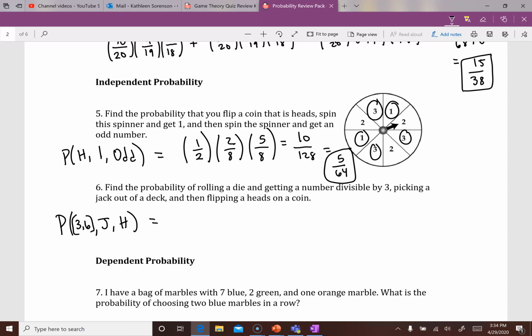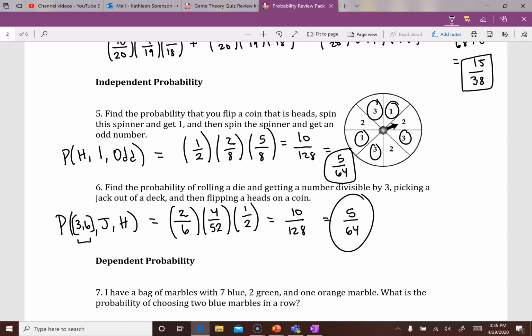So the first probability is you've got 3 or 6 out of the possible 6 numbers. All right, and then you've got 4 jacks out of 52 cards. And then you've got 1 heads out of 2 possibilities. That gives me 10 over 128, which does give me 5 over 64, and that's not reducible.